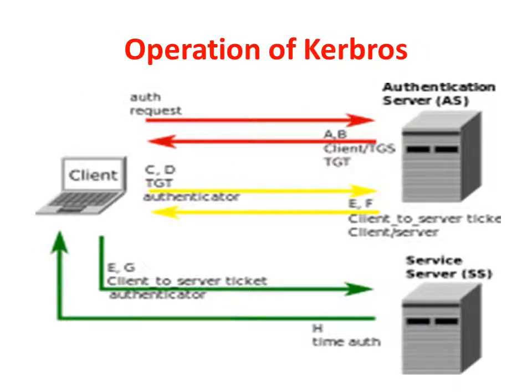Here is an image where you can see the processes that are going on. There are red line arrows, yellow line arrows, and green line arrows, and there are three servers we require as well. You can see there is a client, and there is an authentication server, and there is a service server that is known as a real server.